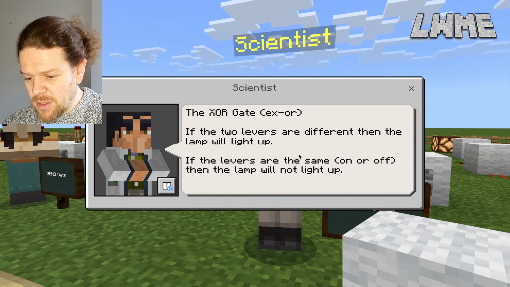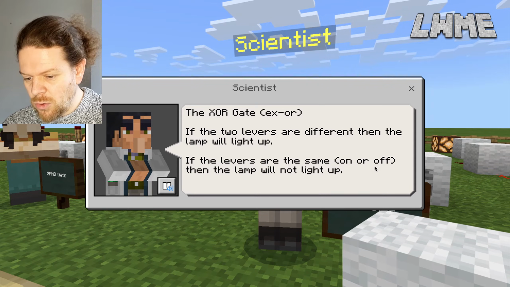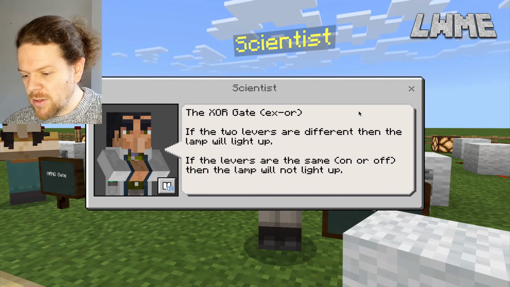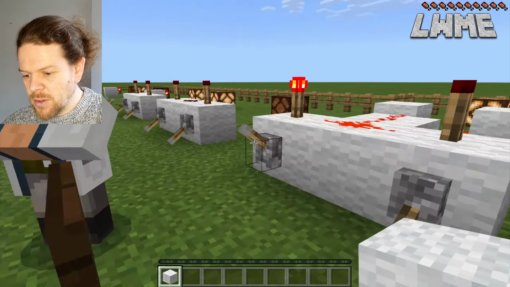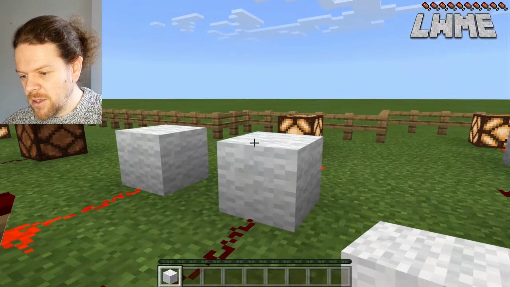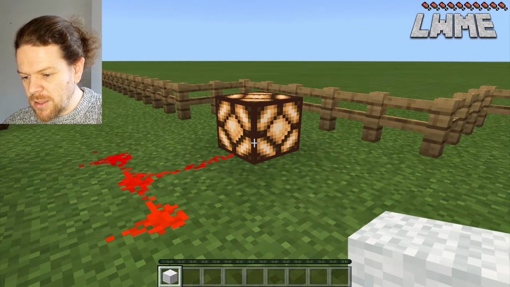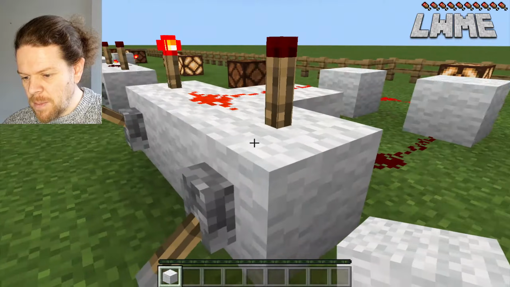If two levers are different, then the lamp will light up. If the levers are the same, on or off, the lamp will not light up. So this looks more at the state of the switches and compares them to each other. So here the switches are different. One's on and the other's off, and the lamp is lit up. And here's how this is constructed.